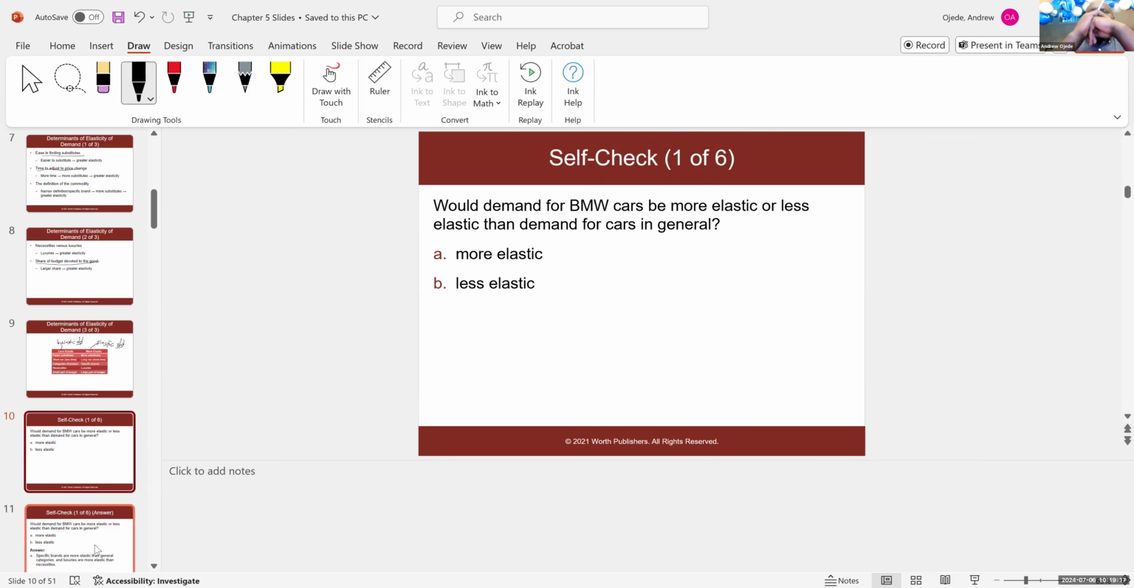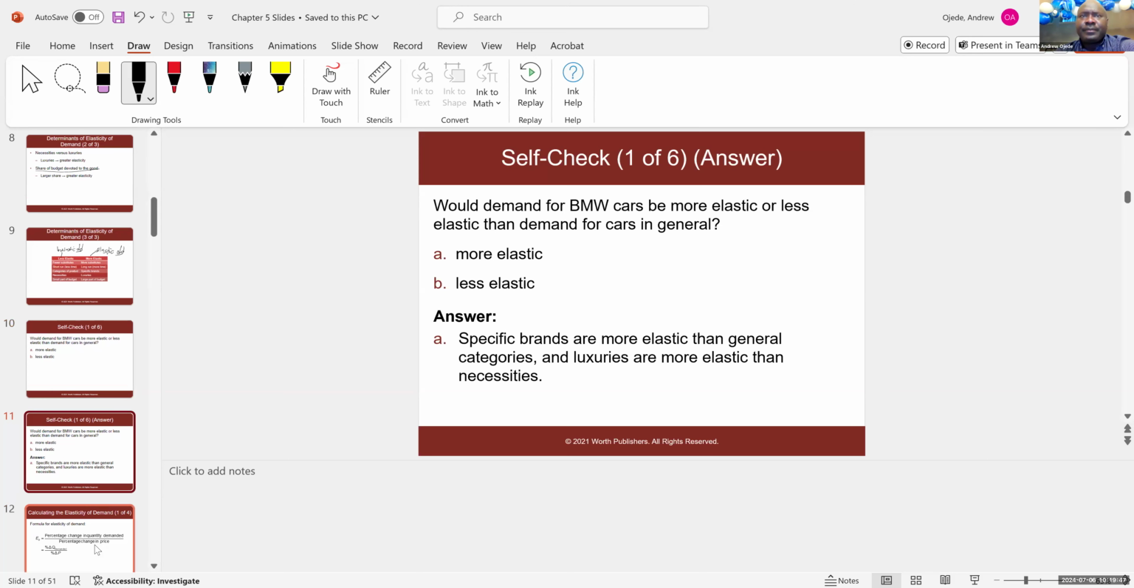So now, I wanted to check your understanding, which I mentioned earlier. Would demand for BMW cars be more elastic or less elastic than demand for cars in general? Because BMWs tend to be luxury. Not every American drives a BMW. More like a luxury good. I would argue that the demand for a BMW is more elastic compared to the demand for other cars in general, like Toyota, Honda. So specific brands are more elastic than general categories. BMW has more elastic demand because they tend to be luxury goods.